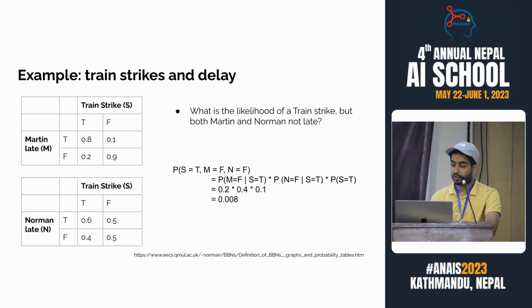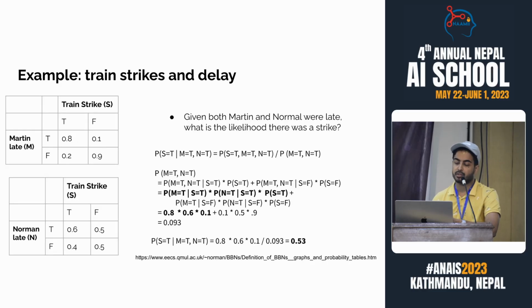Now we're going to do the Bayesian stuff. It's the same thing as before, the darts example, it's just expanded. Now we have three variables. So basically, the question is, what is the likelihood of a strike given both Martin and Norman are late? Now, without looking at the answer, what do you think the likelihood of a strike given they're both late should be? Should it be closer to 0.1, closer to 0.8? Should it increase from 0.1? Yes, in all likelihood, it should increase significantly, right?